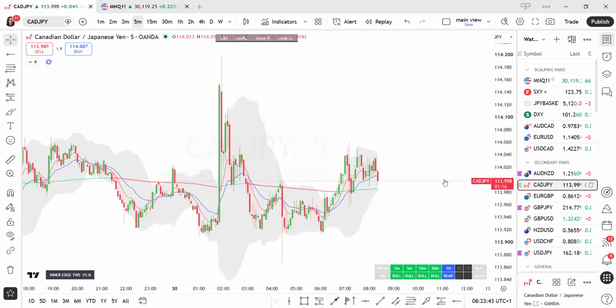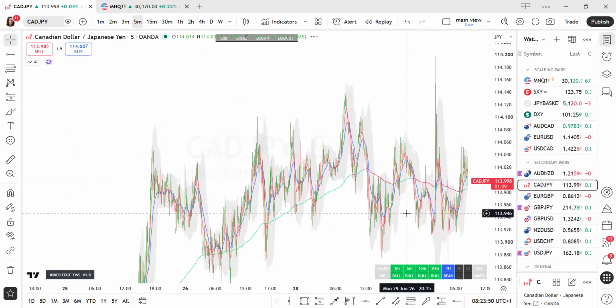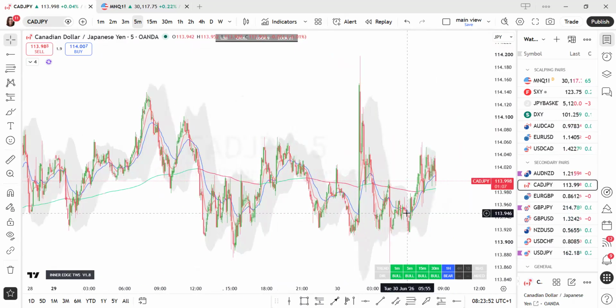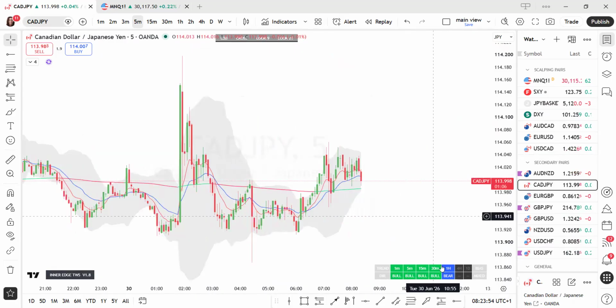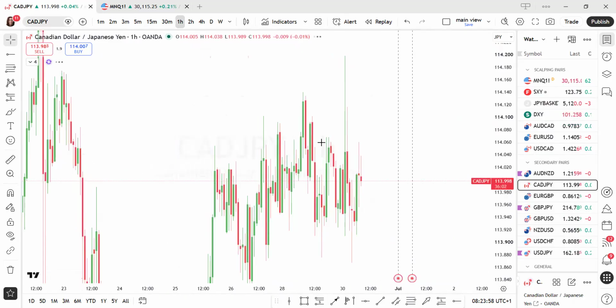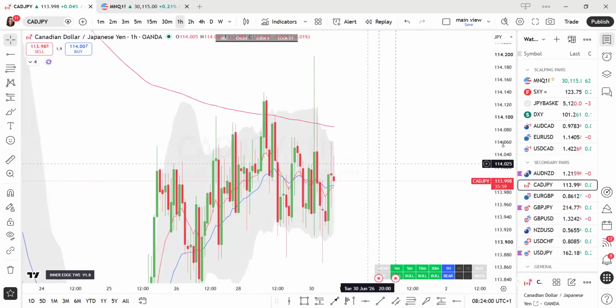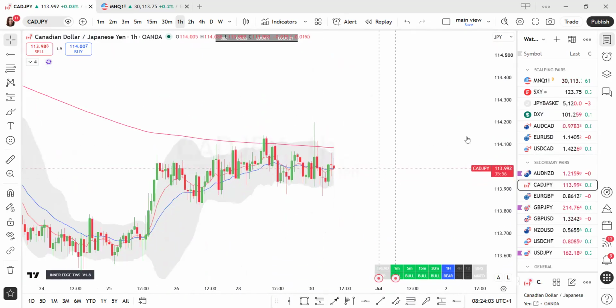CAD JPY, I've just got some random pairs. These aren't my real trading pairs. I've pulled them up just to have a look at for you guys. As you can see, CAD JPY is going pretty much sideways at the minute. Looking for that 1 hour to come back in. I'd want this price action to be moving though. Look at that, it just looks like a mess, doesn't it? It's not going anywhere.